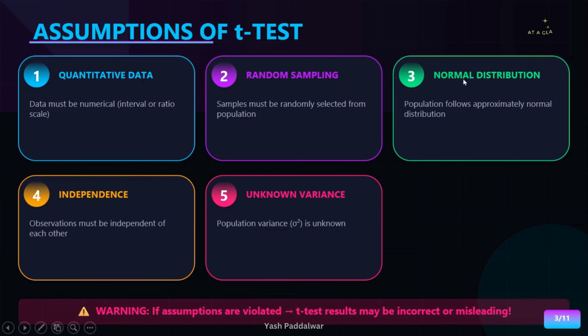Thirdly, it should follow the normal distribution. Population follows approximately normal distribution. This is a must. Fourth is the independence. Observations must be independent of each other. And fifth, unknown variance. Your population variance, that is nothing but standard deviation square, is unknown to you. If any of these assumptions are violated, then t-test results will be incorrect or misleading. So you should be properly taking care of all these things. Now, if your assumptions are clear, you can go forward with your t-test.